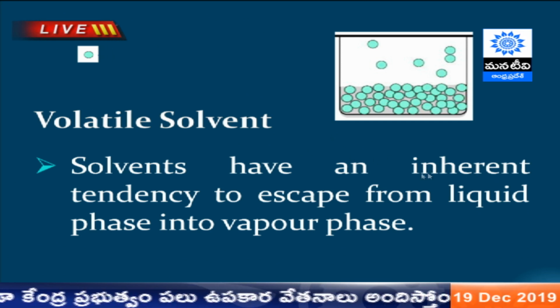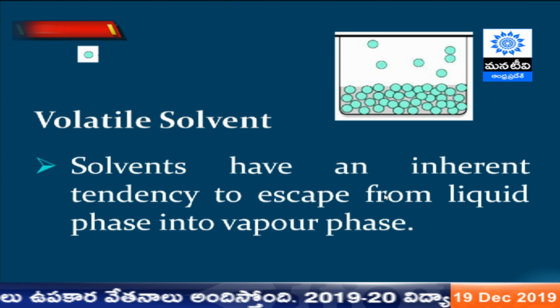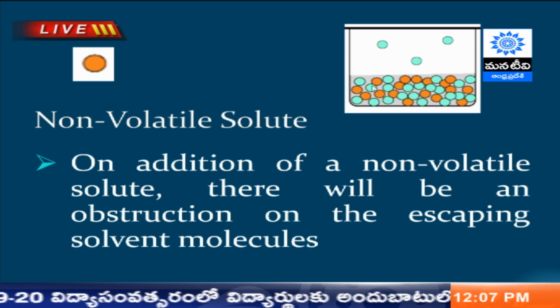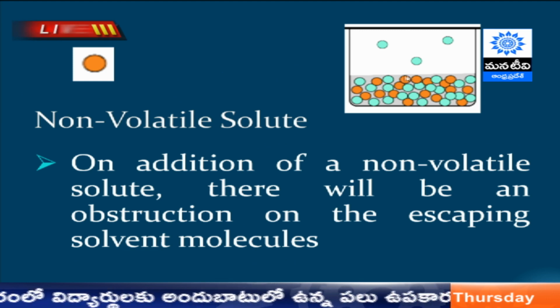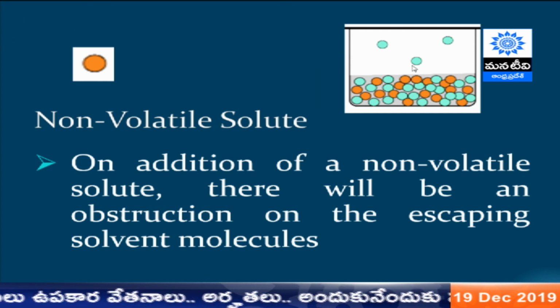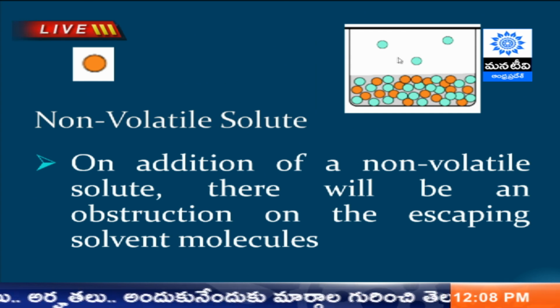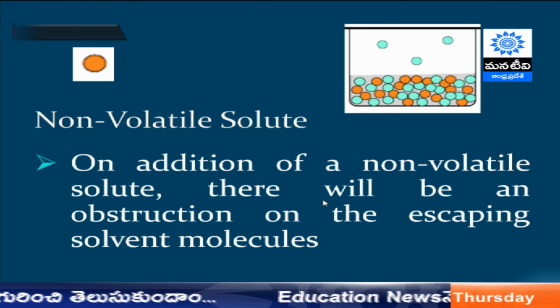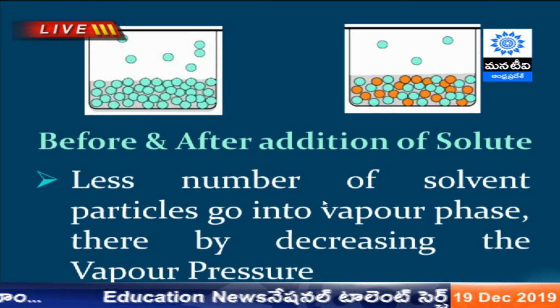Solvents have an inherent tendency to escape from the liquid phase into the vapor phase. Now, when you add a solute, it is obstructing. It blocks the number of volatile solvent molecules escaping into the free space. On addition of a non-volatile solute, there will be an obstruction on the escaping solvent molecules.